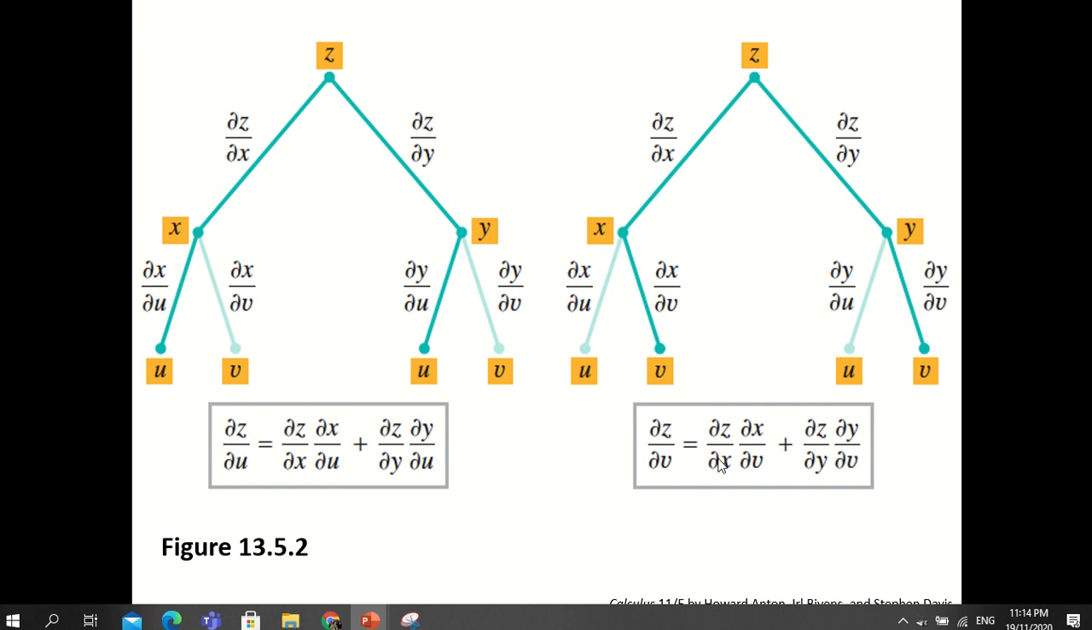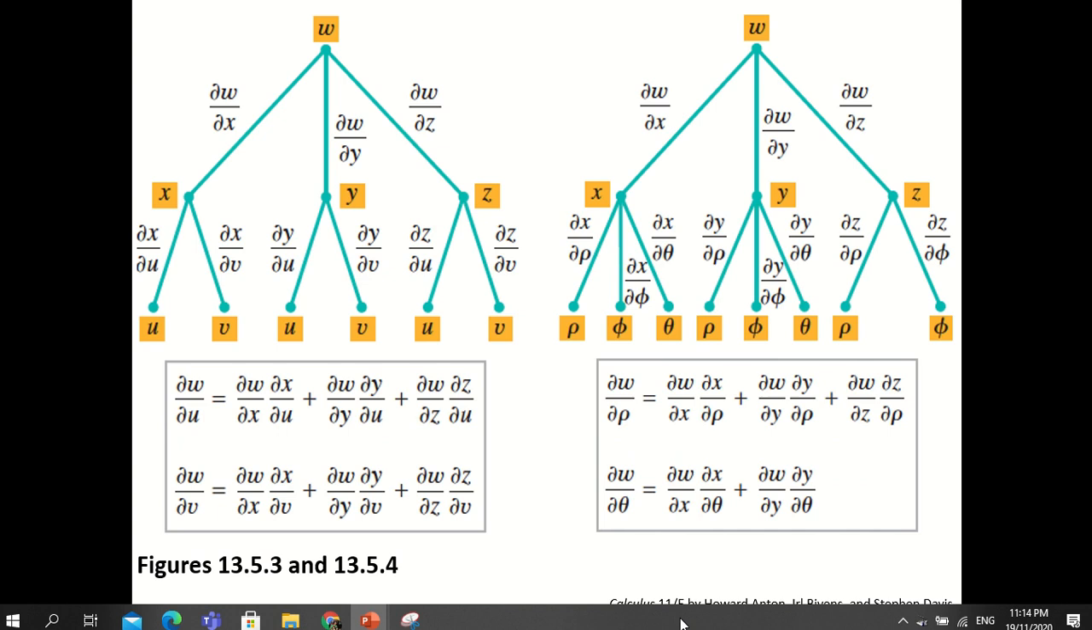Now, the most complicated one. That was for two variables, but here we have three variables. We have w, a function of three variables x, y, and z. So we split w into three parts: part x, part y, part z. Then our x is a function of u and v, our y is also a function of u and v, and z is a function of u and v. These are the corresponding formulas, following the same procedure as in the previous slide.